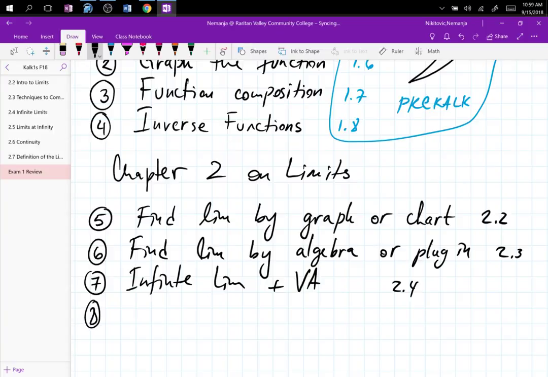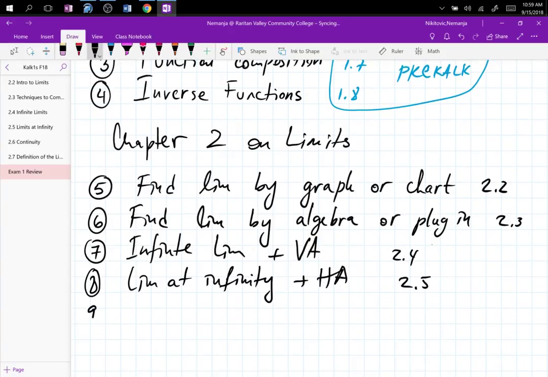2.4. 8. Limits at infinity plus horizontal asymptote. 2.5. 9. Continuity. You have at least 4 or 5 definitions and theorems in there, right? We have limit at the point, continuity at the point, not continuous at the point, global continuity, piecewise continuity, right? All of those things.